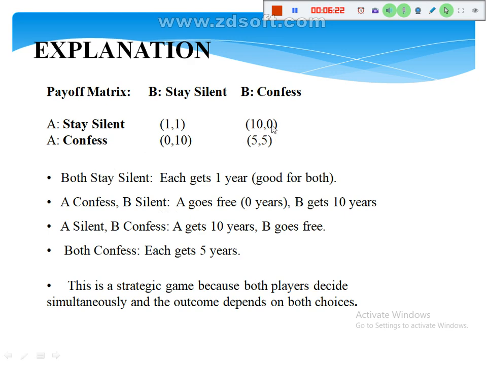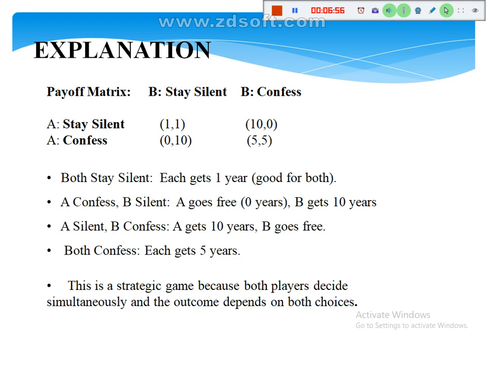If A confesses and B is silent, A goes free, so 0 years, and B gets 10 years because A is confessing. So A betrayed B, but B stays silent. B is cooperating. In another case, if A is silent and B confesses, A gets 10 years and B goes free. If both confess, both are betraying, so each gets 5 years in prison. So this is the payoff matrix explanation of the prisoner's dilemma.